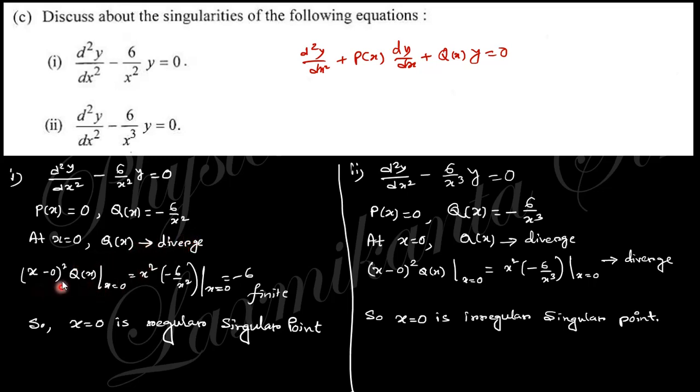If you multiply by (x minus x0), that is 0, q of x at x equals 0, you will get a finite value. So this x equal to 0 is a regular singular point. This diverges, so this is a singular point. This divergence can be removed here, it is finite, so this is a regular singular point. But in that case you can see the divergence is not removed, it diverges again, so this is an irregular singular point. If you attended my theoretical class, you can correlate this example.